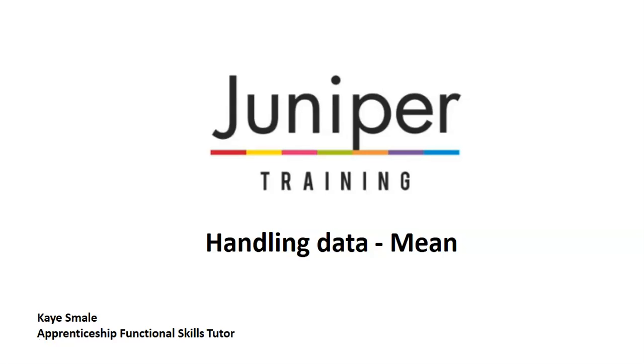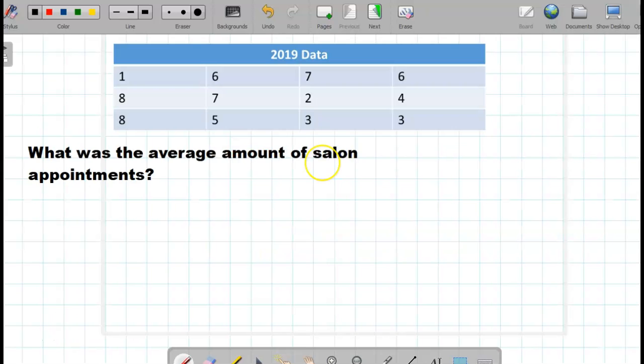So let's have a look at an example. Here is some data that we can run an average on. The question says, what was the average amount of salon appointments? In this sort of question, again, this is why I know it's a mean, because usually if it's the other type, they will state it, or they might even ask you what is the most appropriate average to use. But for the purposes of the video today, I'm doing mean, so that's what I'm going to run.